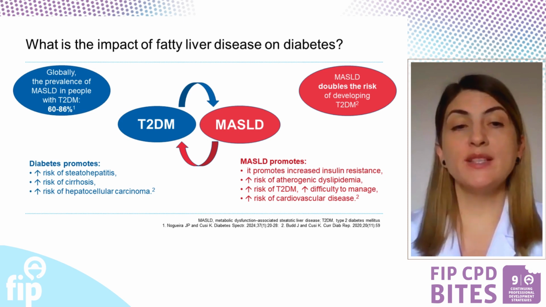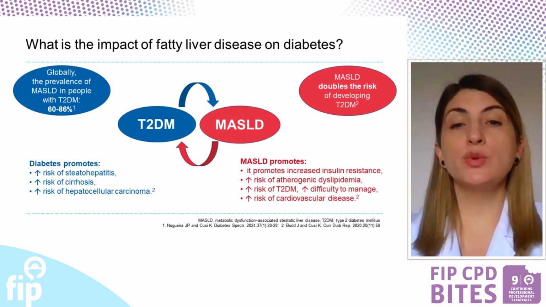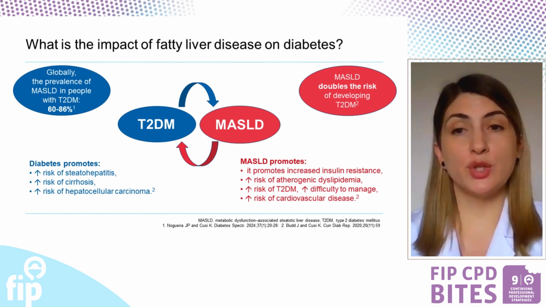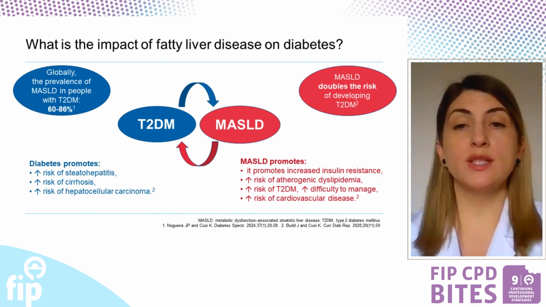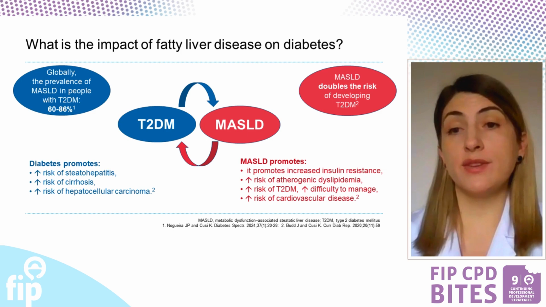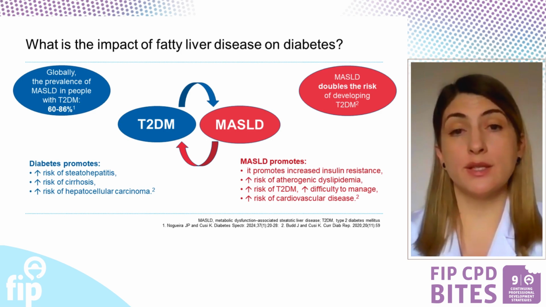Indeed, the presence of MASLD in people with type 2 diabetes is frequently linked to a worse cardiometabolic profile, as well as an increased risk of more severe hypertension, atherogenic dyslipidemia, and cardiovascular events. Likewise, the presence of diabetes in patients with MASLD increases the risk of progression to steatohepatitis and advanced fibrosis, cirrhosis, and even hepatocellular carcinoma.